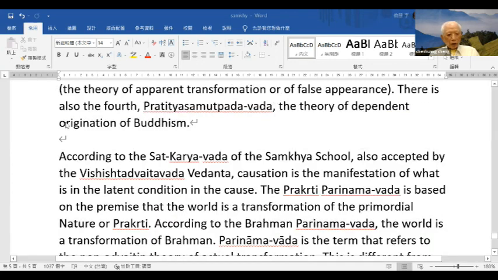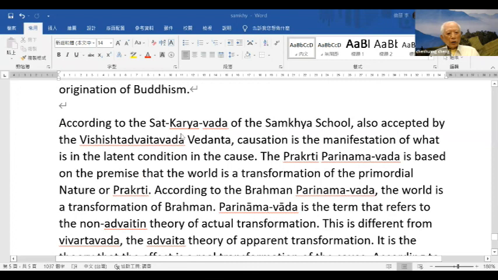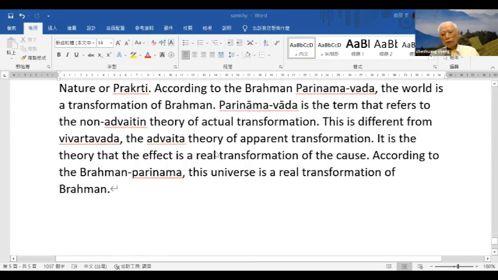origin or dependent origination. According to the Satkaryavada of the Samkhya school, also accepted by the Vishishtadvaita Vedanta, Vedanta is also a branch of the Upanishads, or the later development of the four Vedas, which nowadays we call Hinduism, causation is the manifestation of what is in the latent condition in the cause, and so on.